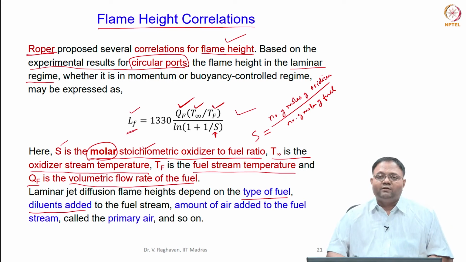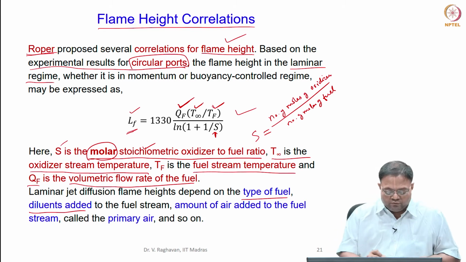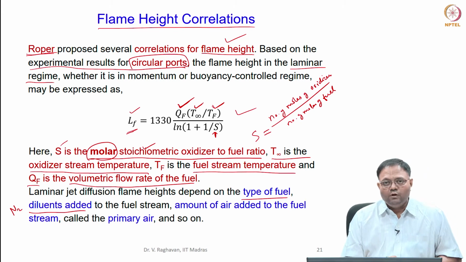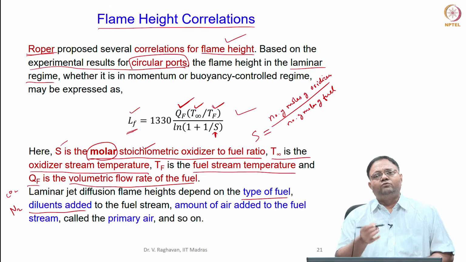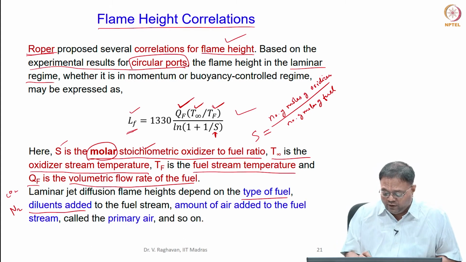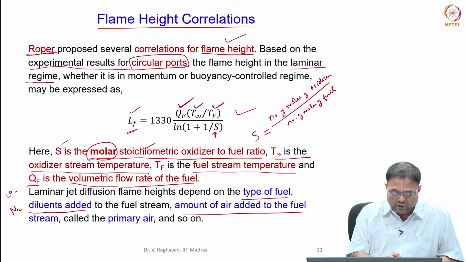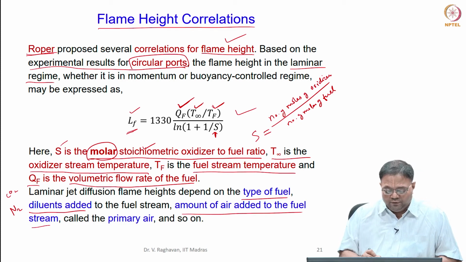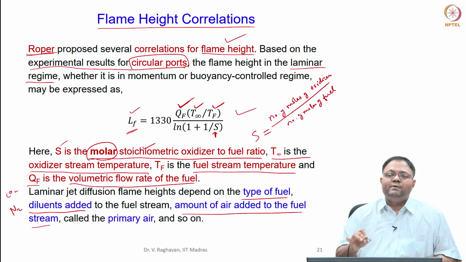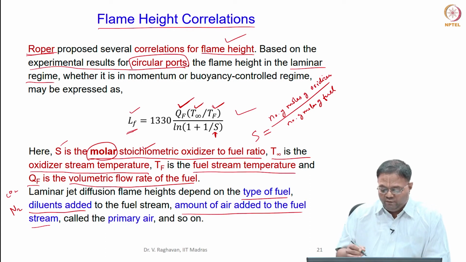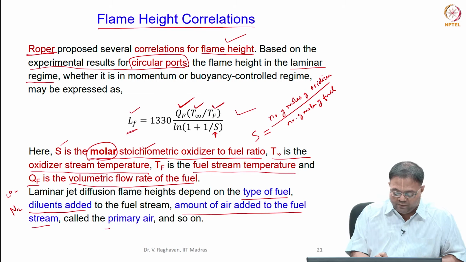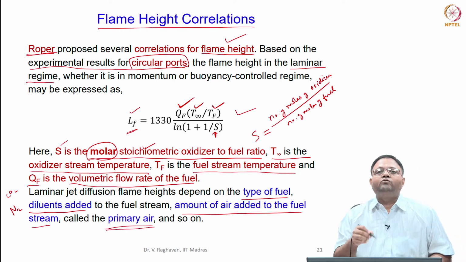But in several cases we need to control the flame, for which we normally add diluents like nitrogen, even CO2 in some cases. Or you can add some amount of air to the fuel stream. But please understand that we are not completely pre-mixing the fuel. We will add some amount of air, which may not even be within the flammability limits. When you add air in the fuel stream, that is called primary air. Why do we do this? To have better control of the flame.